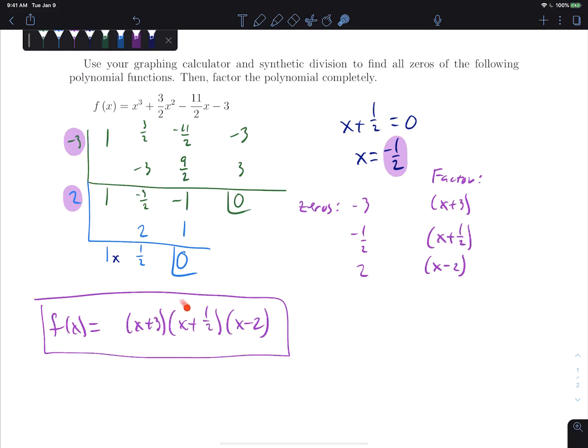There isn't anything to distribute here. If there had been a 2, I could have distributed a 2 here, making that 2x plus 1. That would still give us a factor of -1 half, but it's not the same function, because notice there is no 2 in front here. So, as a result, this is the only option for the factorization.